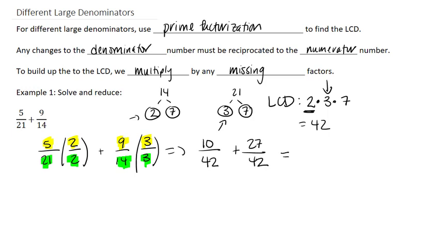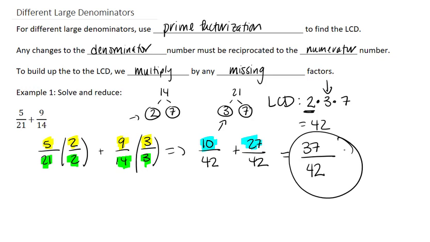So next, when we add the top, we're going to keep the denominator. So our total would be over 42, so 10 plus 27, so that's 37. So our solution is 37 over 42. Now let's look at another example.